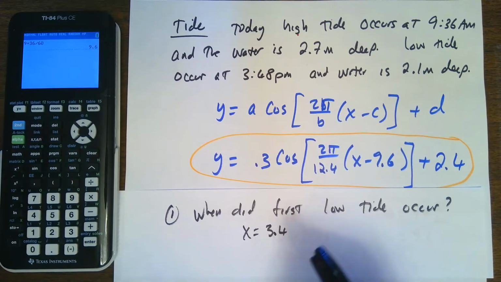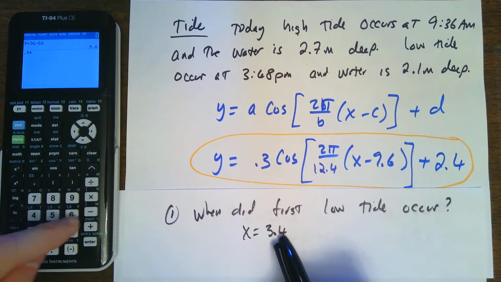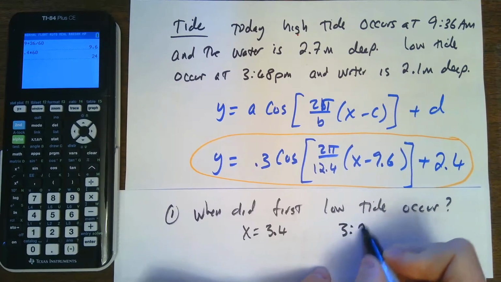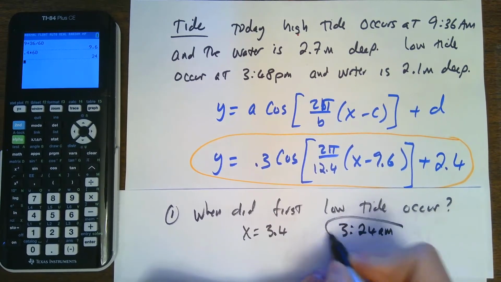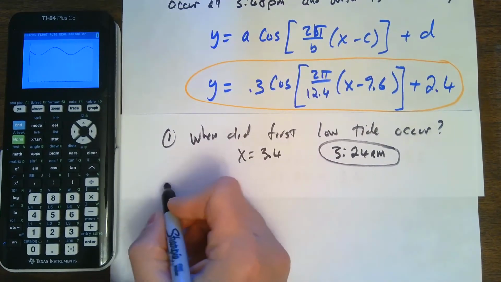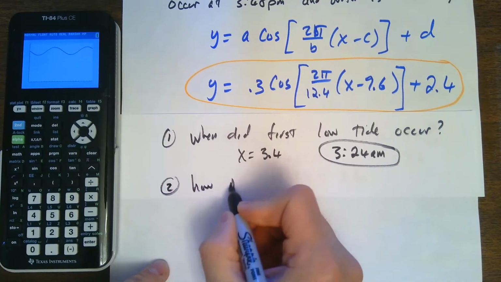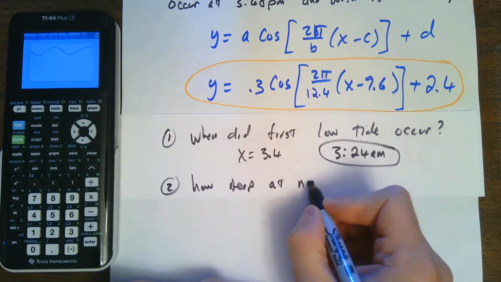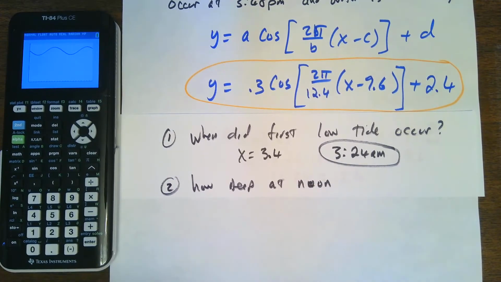Well, what time is that? Well, let's see. It's 3 o'clock and 0.4 of an hour. 0.4 times 60 minutes is 24. So 3:24 a.m. That's when the first low tide occurred. At 3:24 a.m. Now I could ask another question. How deep is the water at noon? All right, so how deep is the water?